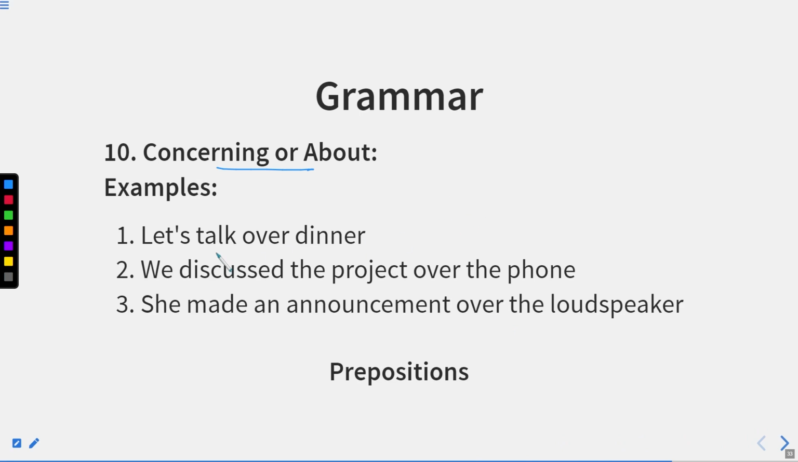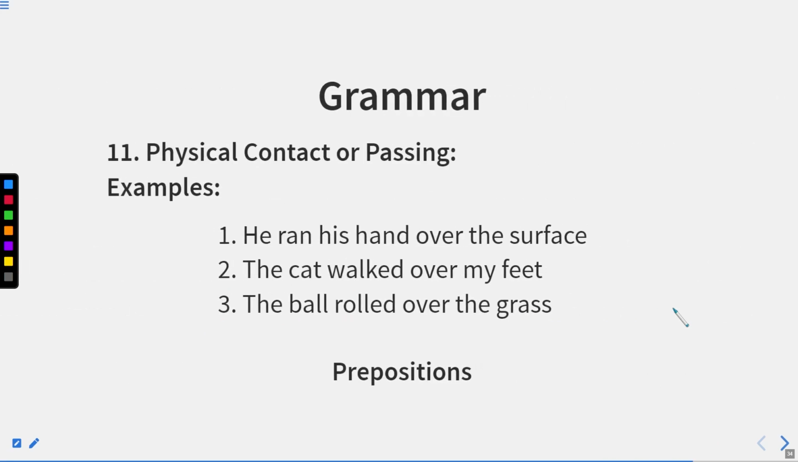Concerning or about, let's talk over dinner. It means about dinner. We discussed the project over the phone. It means on the phone. She made an announcement over the loudspeaker. So we can use the preposition over for these sentences as well.